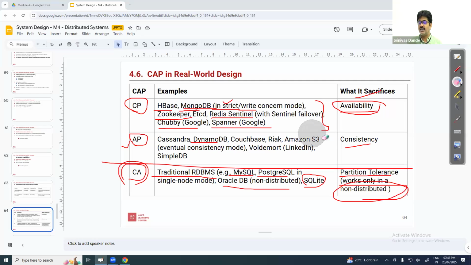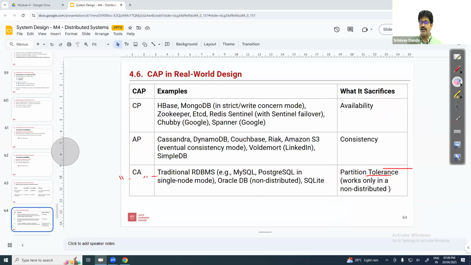Cassandra, Amazon S3 buckets, SimpleDB. These are all Cassandra, DynamoDB, Couchbase, Riak, S3. These are all AP systems. No consistency in this. Okay. CP systems are HBase, MongoDB, Redis, Spanner, ZooKeeper, etc.